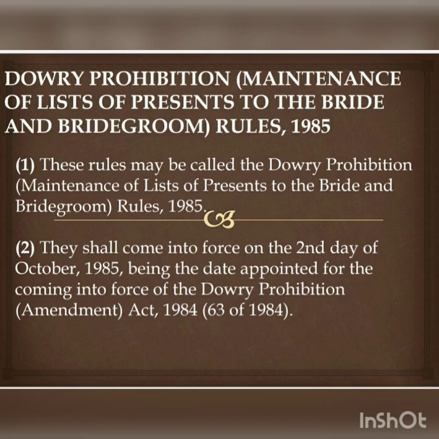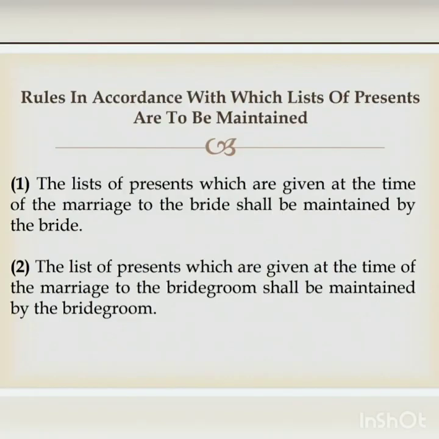Dowry Prohibition and Maintenance of Lists of Presents to the Bride and Bridegroom Rules, 1985. Rules in accordance with which lists of presents are to be maintained. 1. The lists of presents which are given at the time of the marriage to the bride shall be maintained by the bride. 2. The list of presents which are given at the time of the marriage to the bridegroom shall be maintained by the bridegroom.